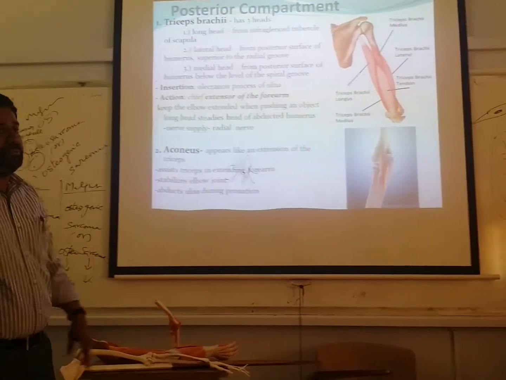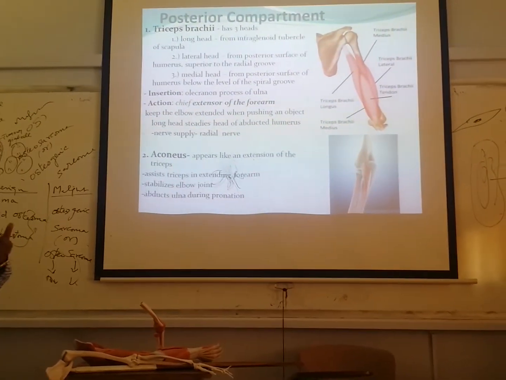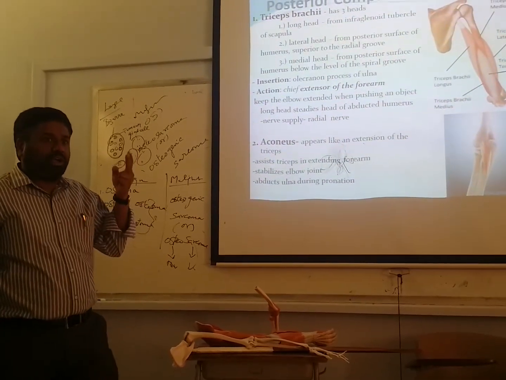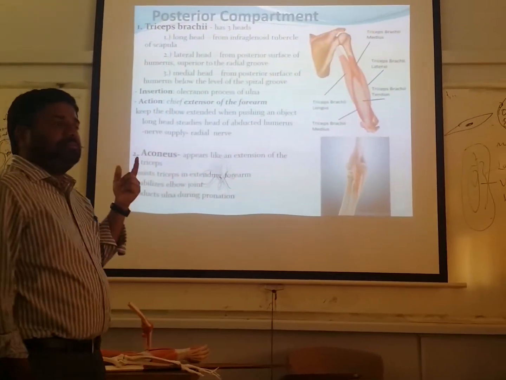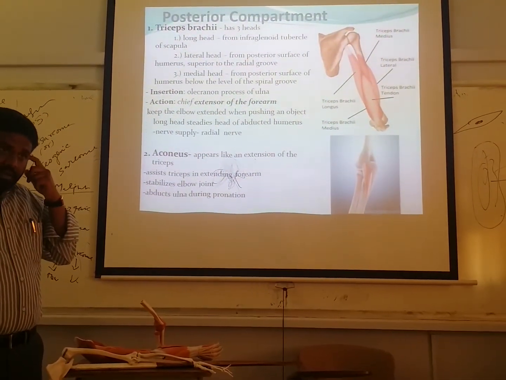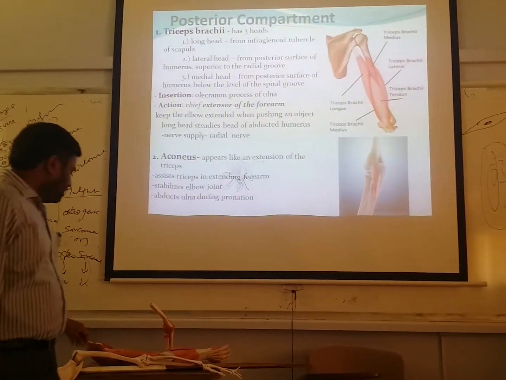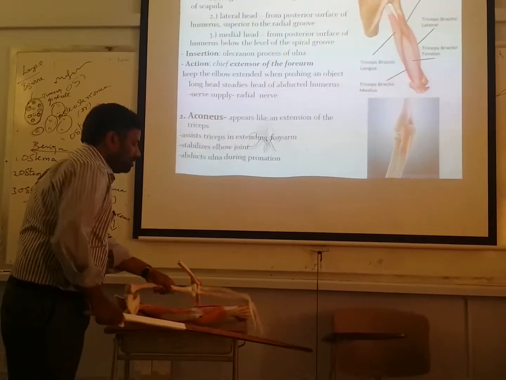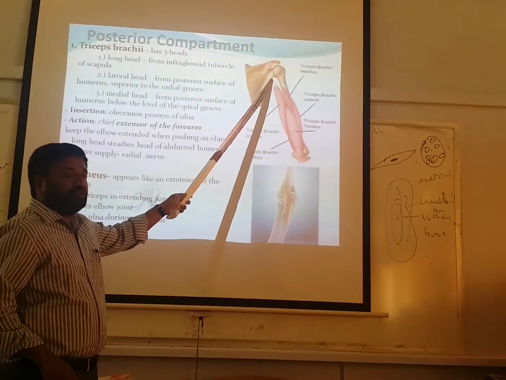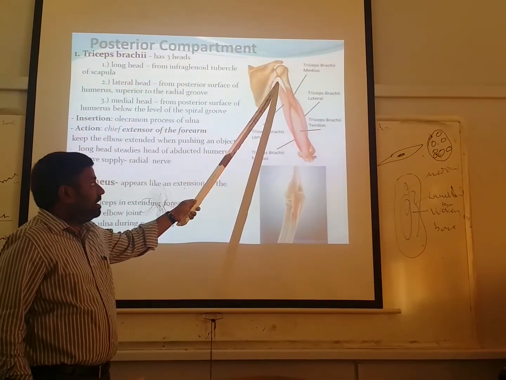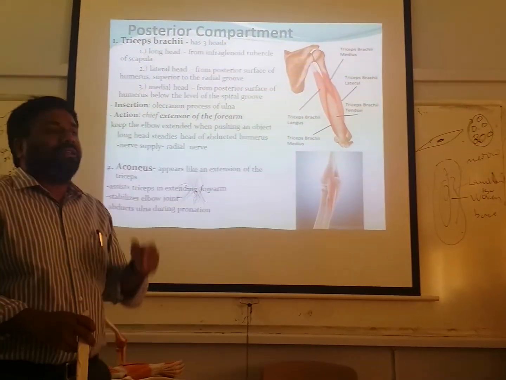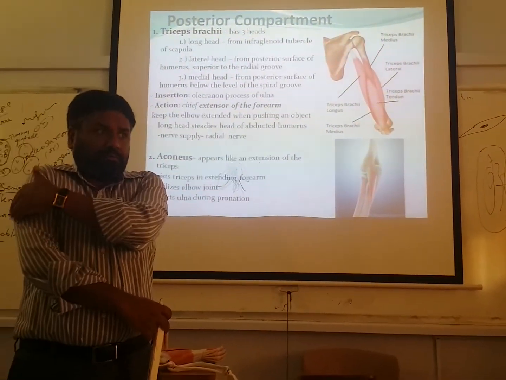Okay, the other muscle is the big muscle. That's the triceps. So the name itself indicates 3 heads: long head, lateral head, medial head. So long head, which part of the scapula? Infraglenoid tubercle. You can see there. So long head from the infraglenoid tubercle. From the scapula, it runs downwards. And the lateral head from the lateral lip of the spiral groove, both from the posterior surface.